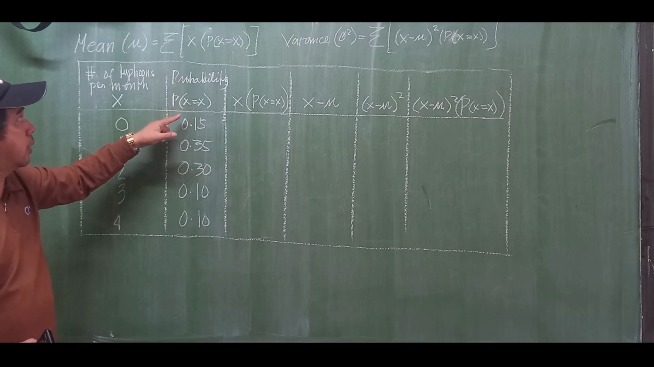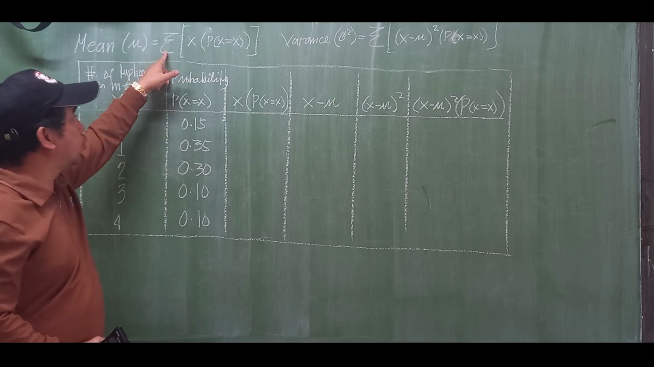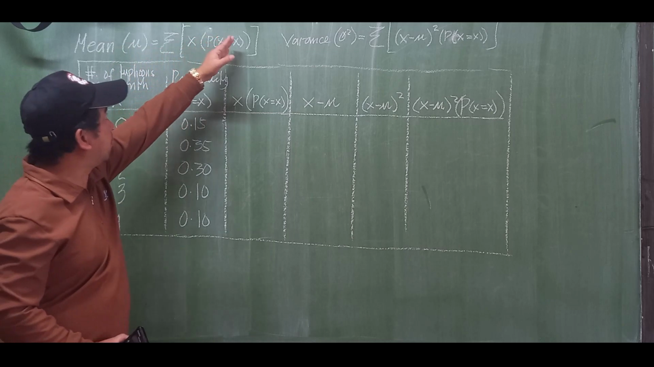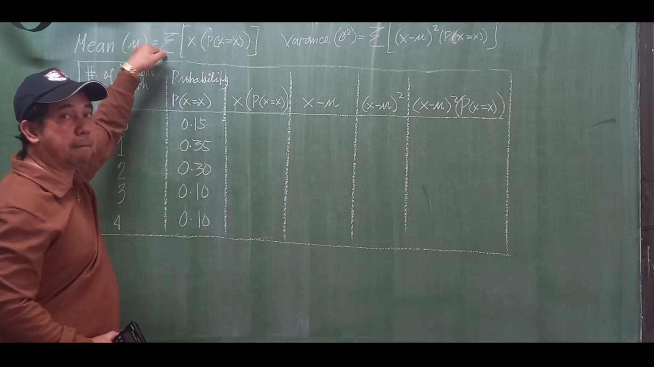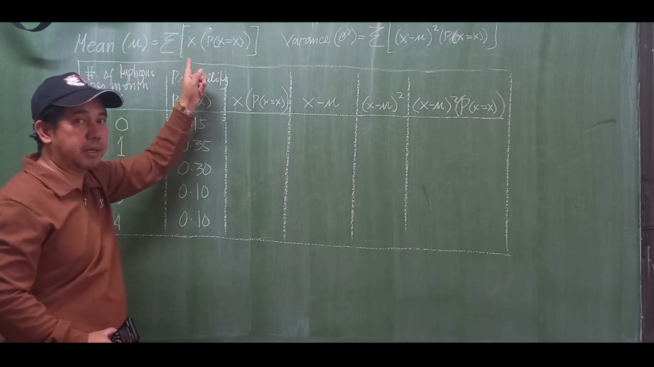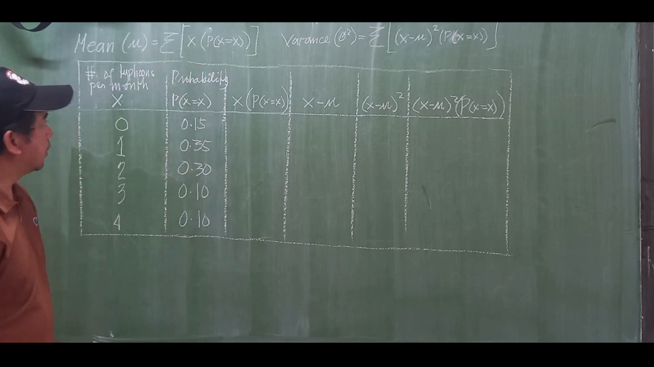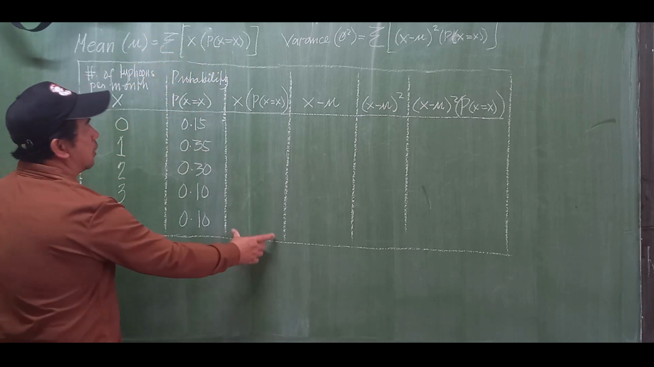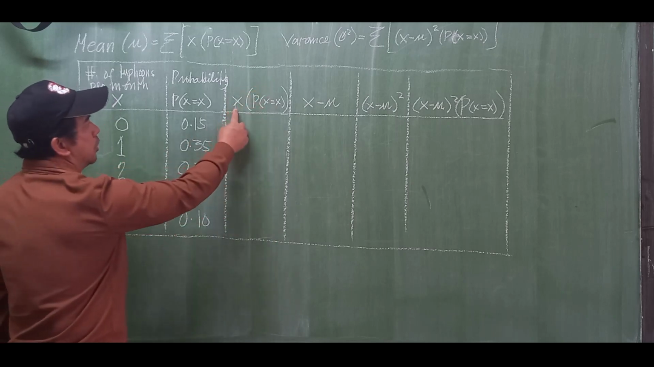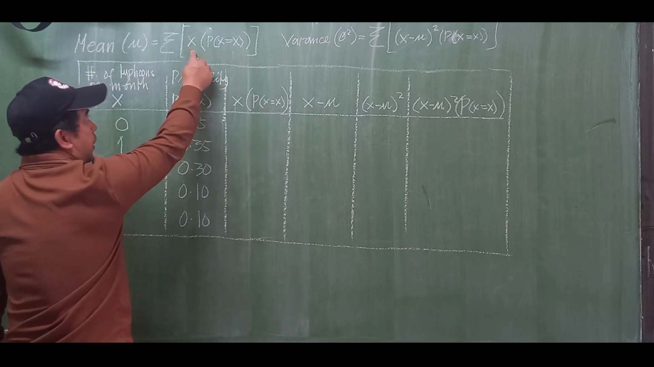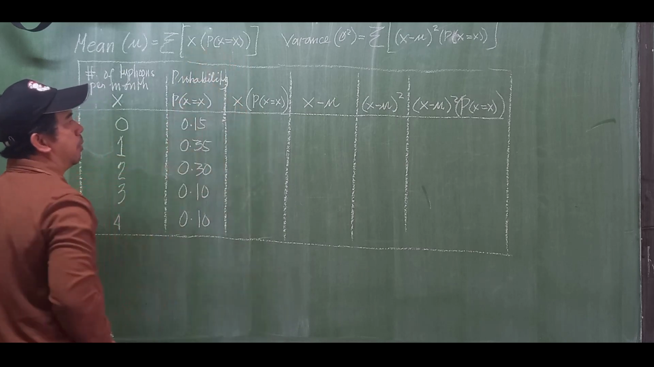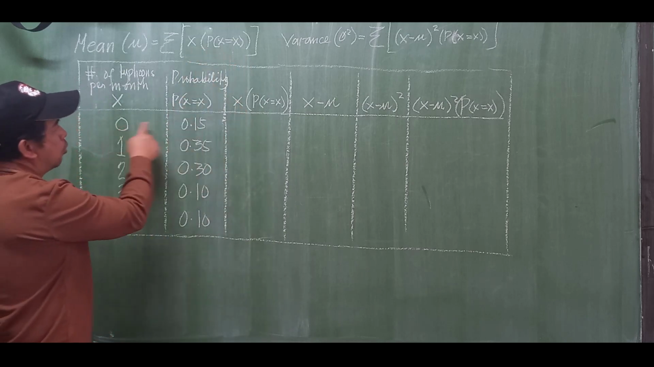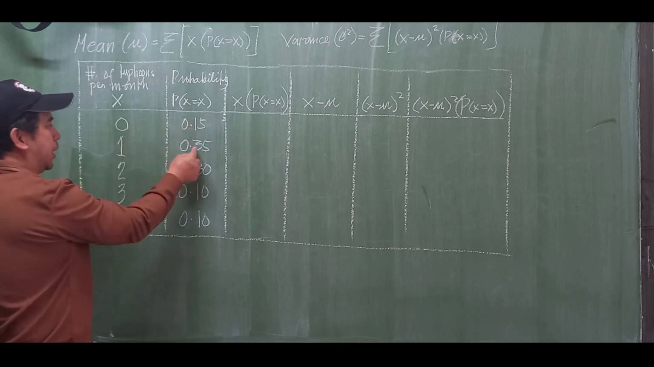Okay? So again, when we are going to get the mean, we multiply this one, and after that, we get the sum of these products. And so what are we going to do? That is the same as making the third column. What is our third column? The product of the variable and the probability. And that is the same as multiplying this one.